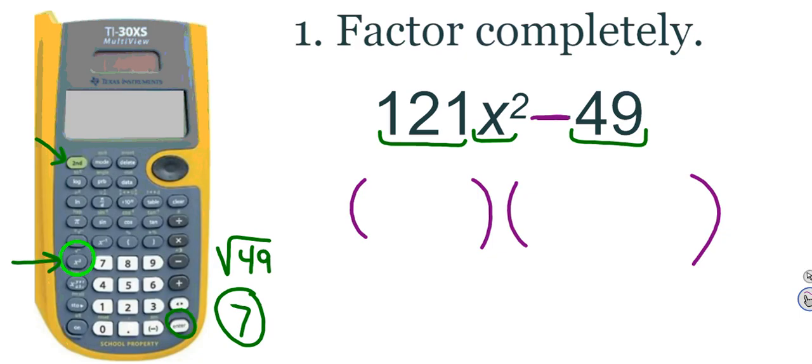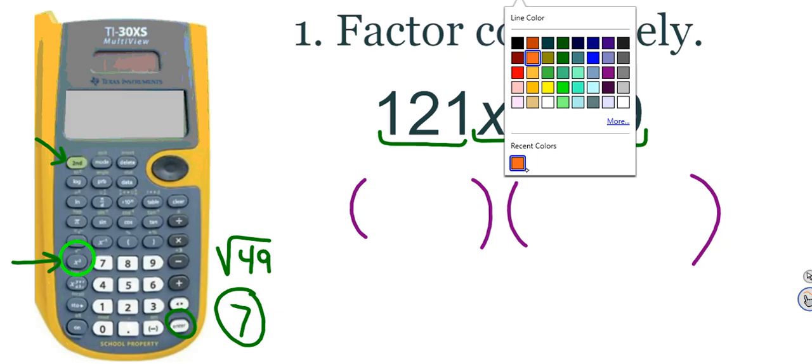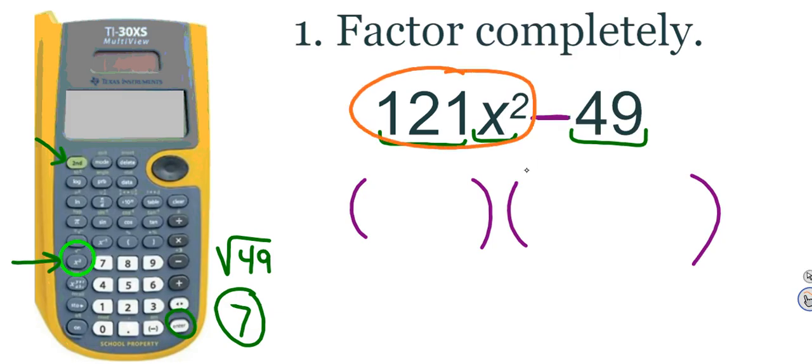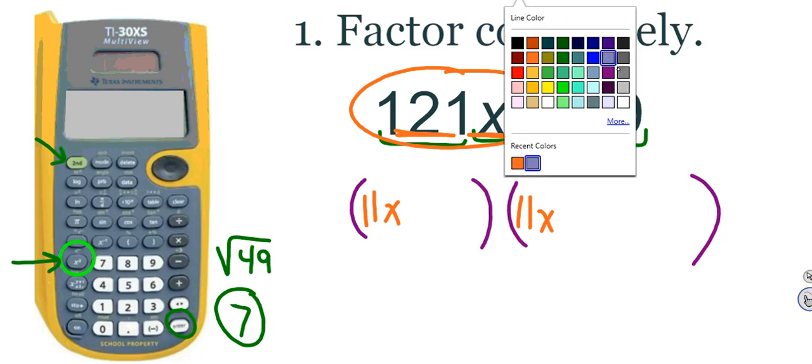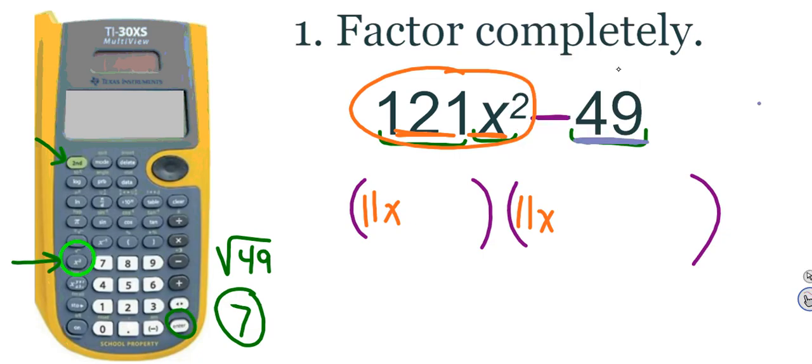And we say, okay, let's look at this part right here. What times what gives me 121? Well, we said 11 times 11, but we're not done. What times what gives me x squared? X. So 11x times 11x gives me 121x squared. Then we do the second part. What times what gives me 49? 7 times 7. All right, you ready for the last thing? We're going to put a plus here and a minus here. Now, does it matter if you put your plus first or your minus first? It doesn't matter. But one of these groupings has to have a plus, and one of them has to have a minus.